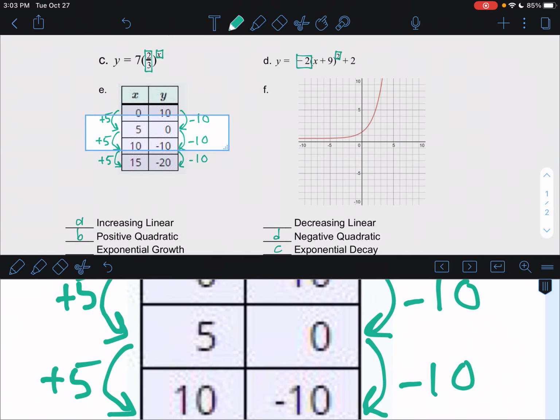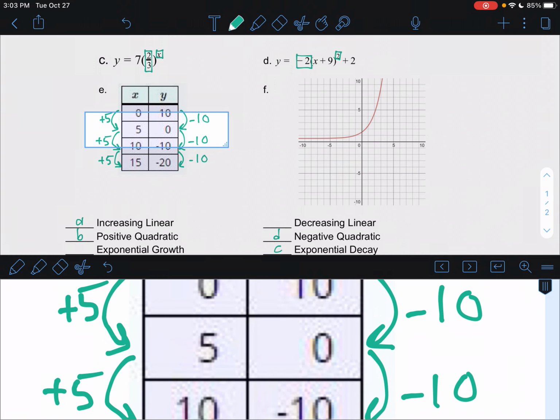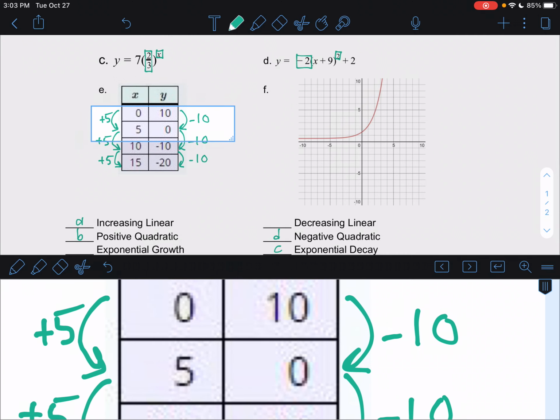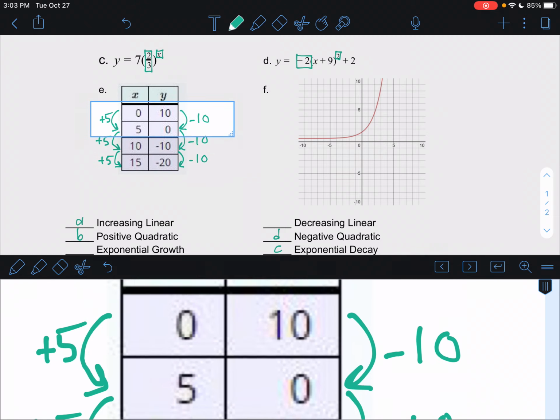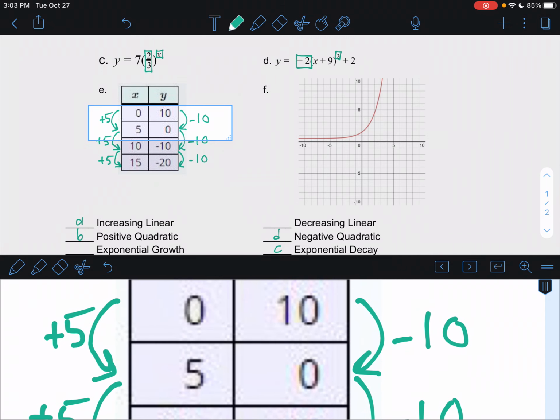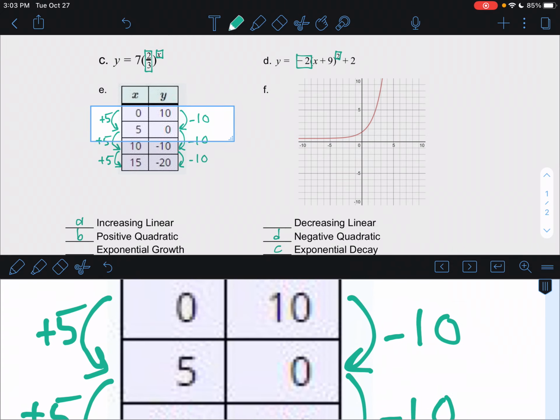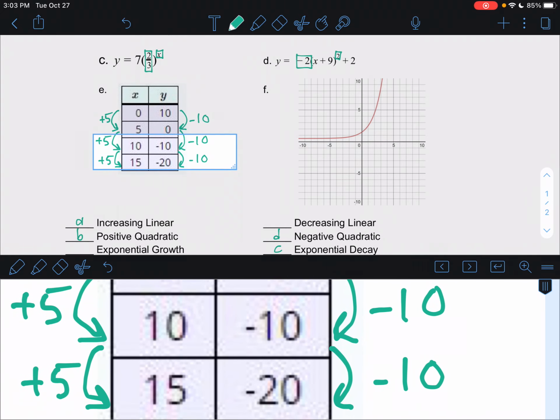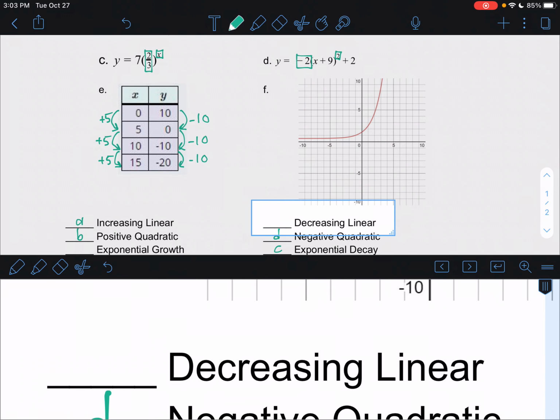So, because the x value is increasing at a constant rate while the y value is decreasing, since they're going opposite directions pretty much, this means that this is going to be a negative function, or decreasing function, and because they're both changing at constant rates, that means it's linear. So E was the decreasing linear.